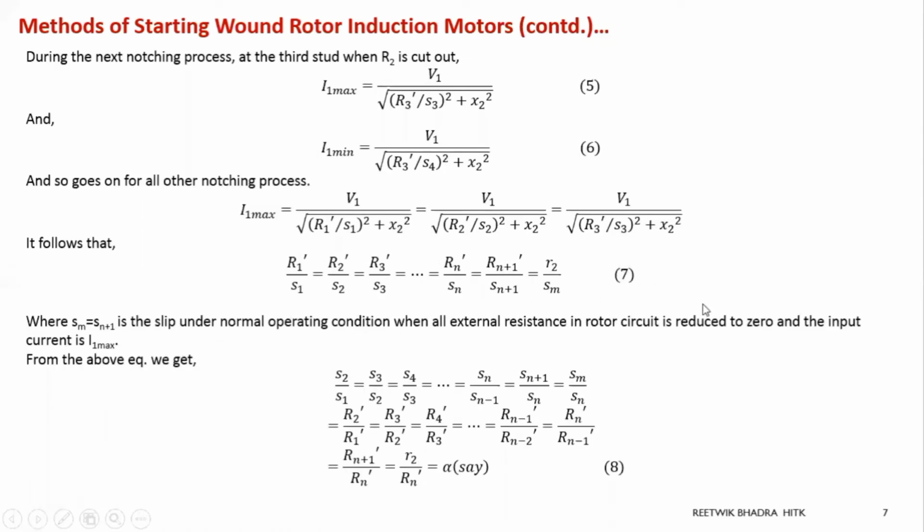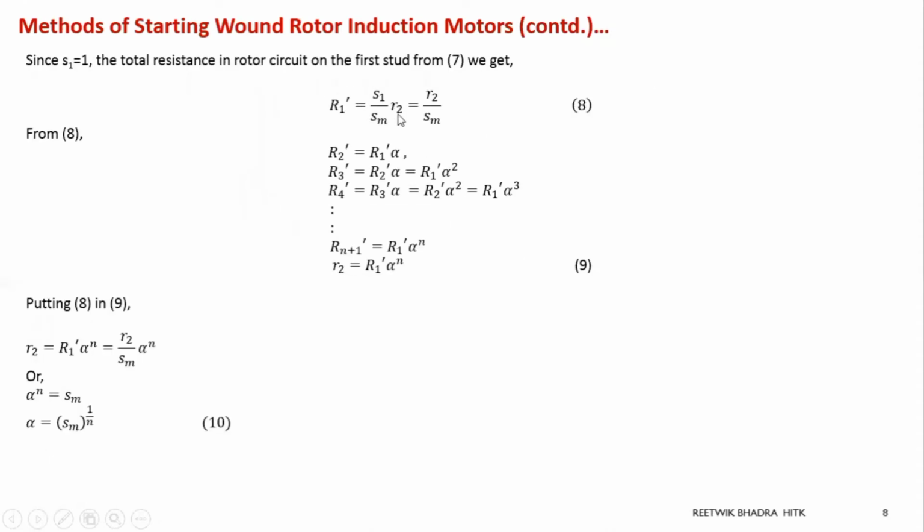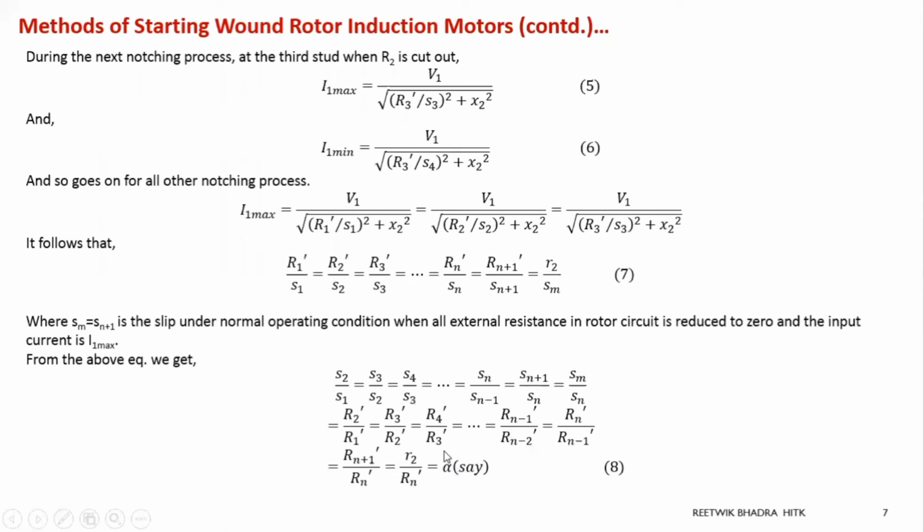Now from equation 7, can I write R1 dash is equal to S1 by Sm into R2? So R1 dash is equal to S1 by Sm into R2, and at starting, what is S1? The slip at starting I told you is nothing but 1. So I can write R1 dash is equal to R2 by Sm. So from equation 8 we have R1 dash is equal to R2 by Sm, and from here we can use the value of alpha.